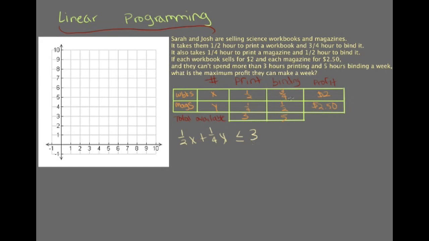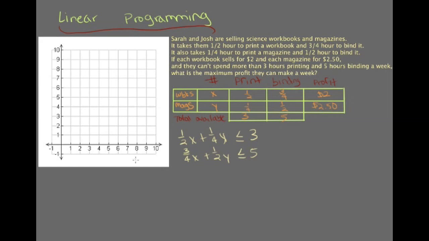So the next one is going to be about binding. So same thing. It takes 3/4 hour to bind one workbook and 1/2 hour to bind one magazine. So our total time needs to be less than or equal to 5 hours. So we have 3/4 x plus 1/2 y is less than or equal to 5.